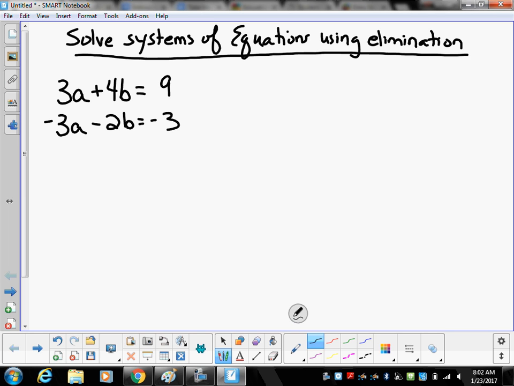In this problem, the variable A has opposite coefficients because one of them is negative 3 and the other is positive 3. So they're the same number, but one's positive and one's negative. When you have that, all you have to do at that point is add your two equations together, making sure all your like terms are lined up. And then you're able to eliminate one of your variables.